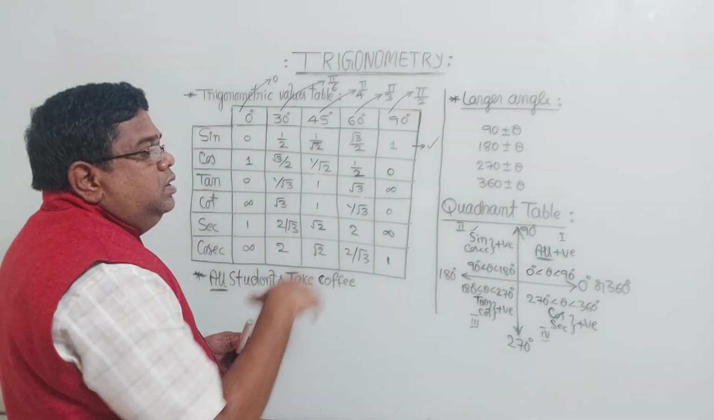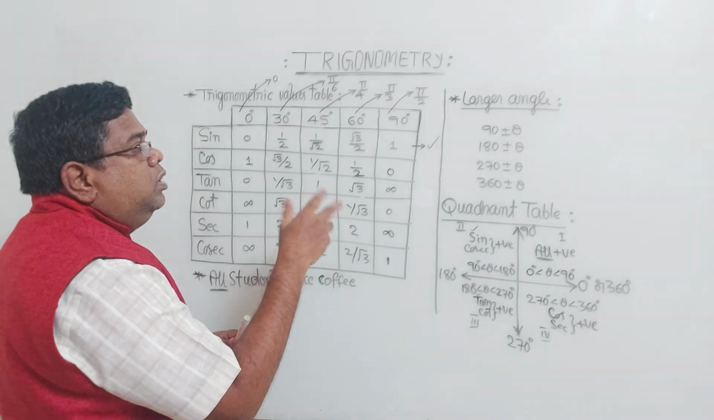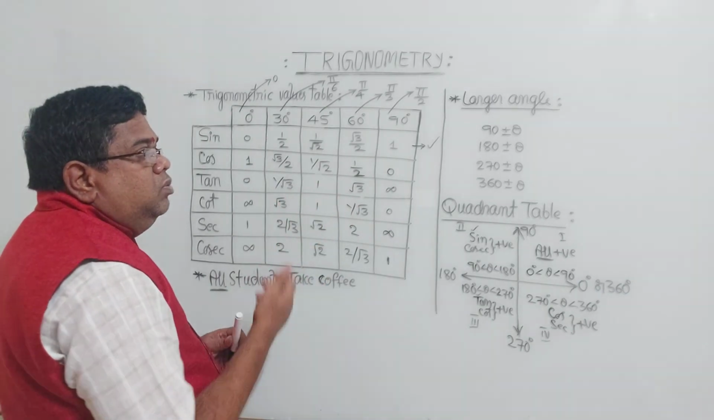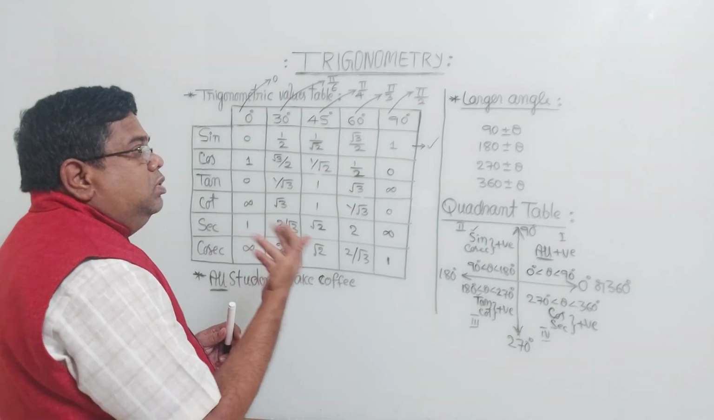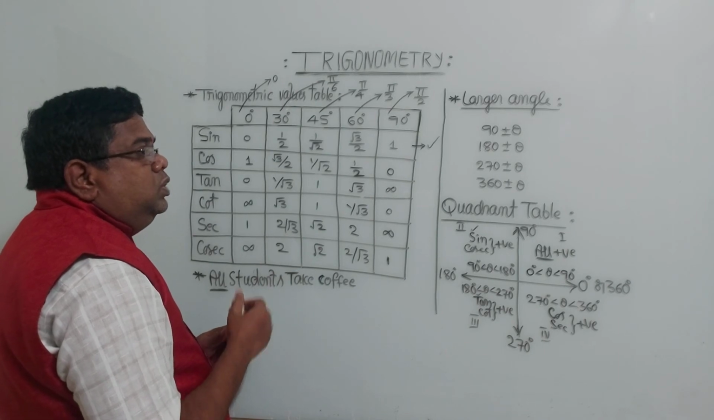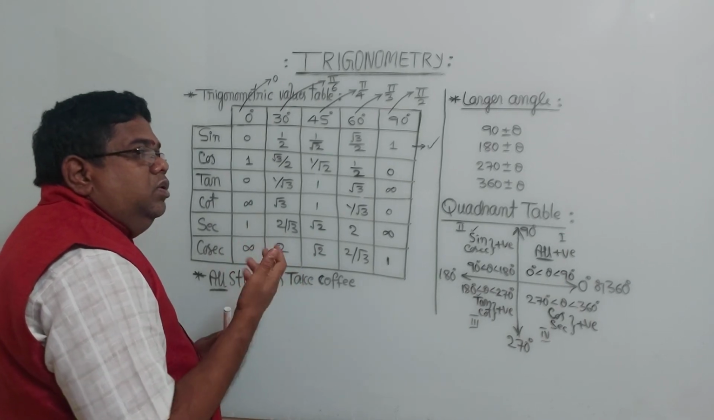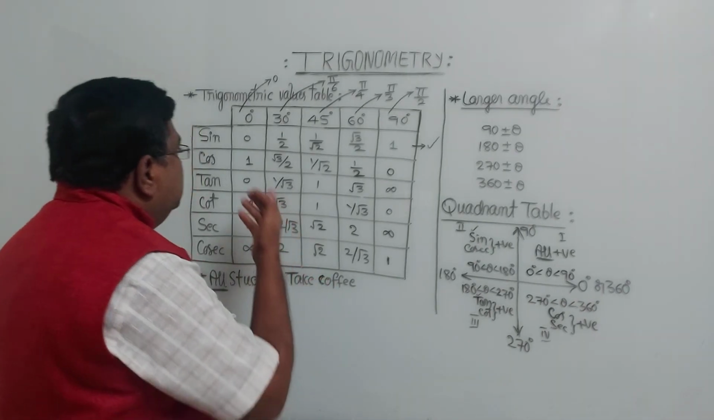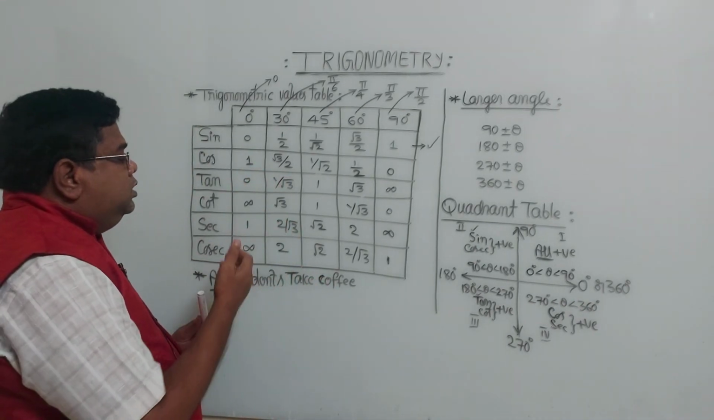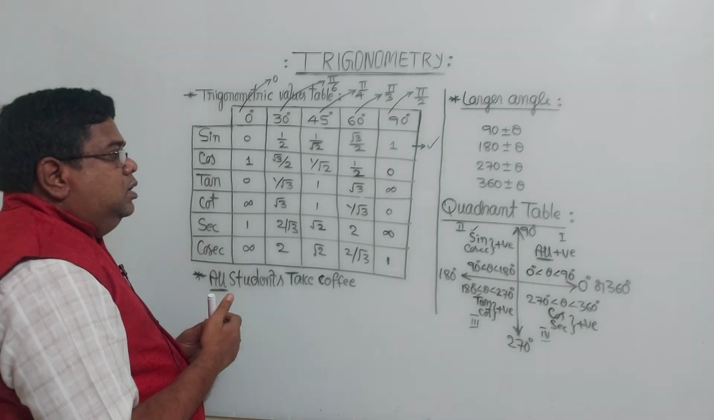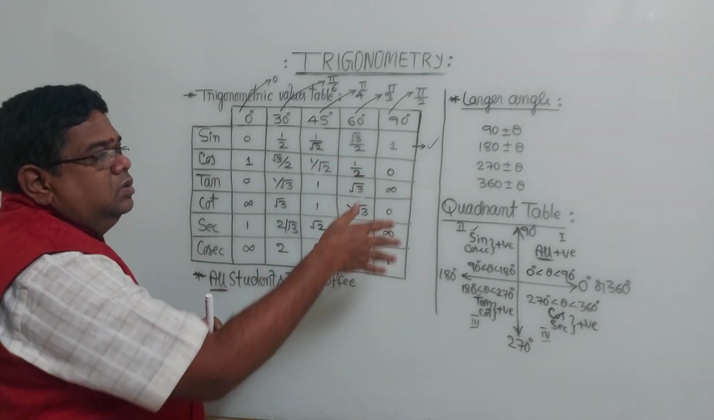So by using this, how can we calculate the values for, suppose, 120 degrees, 150 degrees, 210 degrees, 720 degrees, 750 degrees? How can you calculate sin 750? How can you calculate cosecant 750? By using this we can calculate.